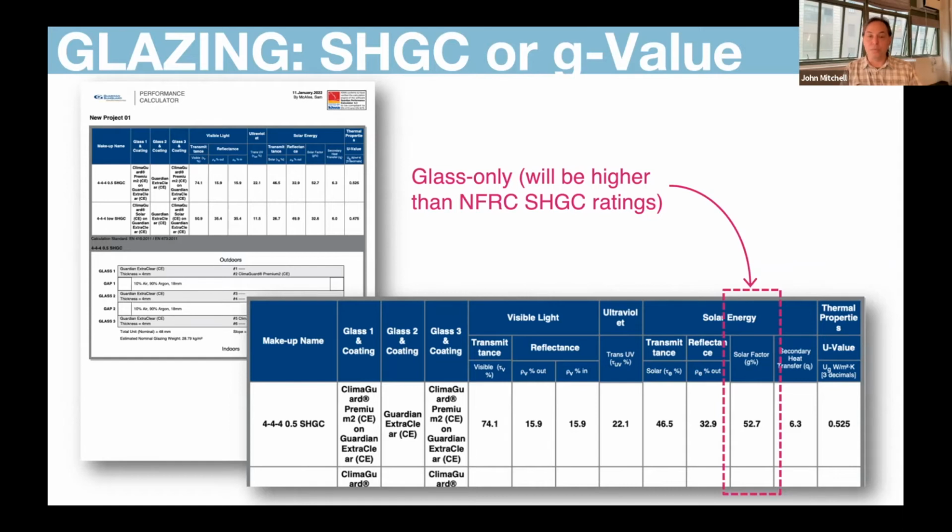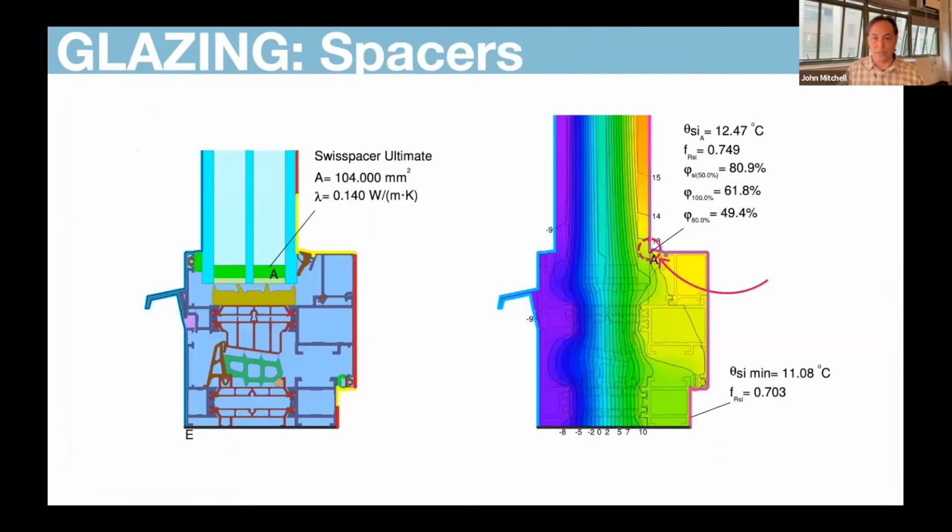But remember, when we're talking about these separate values, this is a glass only number. This is the center of glass, if you will, G value, or solar heat gain coefficient value for the glass. Whereas in many other testing standards like the NFRC, it's a whole window solar heat gain coefficient value. So they're different. We can't really compare them. We need this very specific data. And that's what we need to plug into our models.